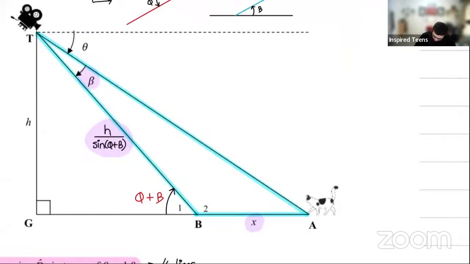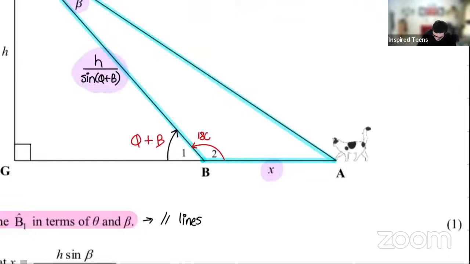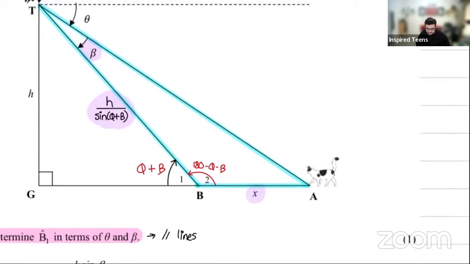So right here, I can use angles on a straight line, and I can solve for B2. There's two ways you could do this technically. You could use the exterior angle of a triangle, or you could use this that I'm going to do now. Essentially this is going to be 180 minus theta minus beta, because it's minus the bracket theta plus beta. That's just angles on a straight line: 180 minus theta minus beta.